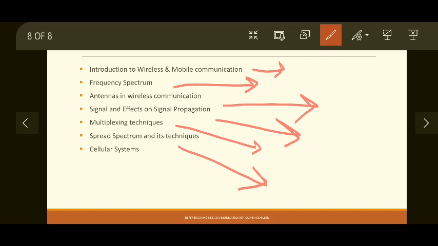And in the end we saw cellular systems, which are used in mobile communication, particularly in wireless communication. So what a cell is, what the different technical aspects of a cell are, how a large number of users can be accommodated, and how we can reassign the same set of frequencies to different cells, that we have seen. So this is our first module.